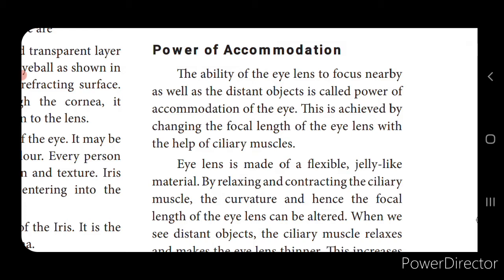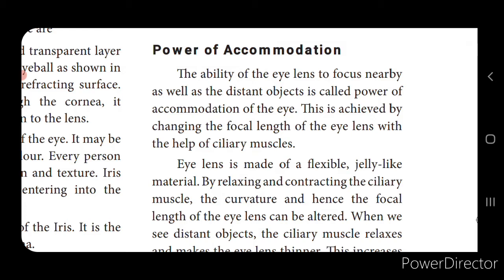Now this is due to the ciliary muscles. I said that the ciliary muscles will get adjusted in such a way that the focal length of the eye gets changed according to the nearby object and the far off object. Now if you see a nearby object, the focal length will be different, and to see a distant object, again you need a different focal length, isn't it? So accordingly the lens will change its focal length, and this is carried out with the help of the ciliary muscles, and this ability is called the power of accommodation.